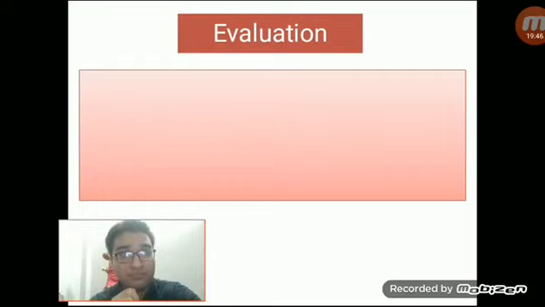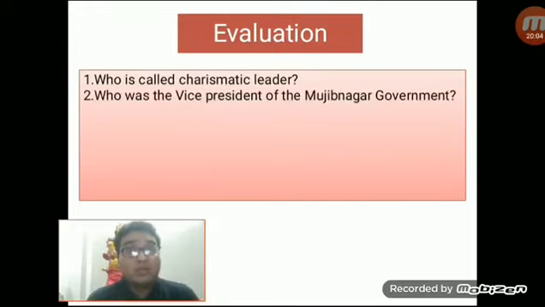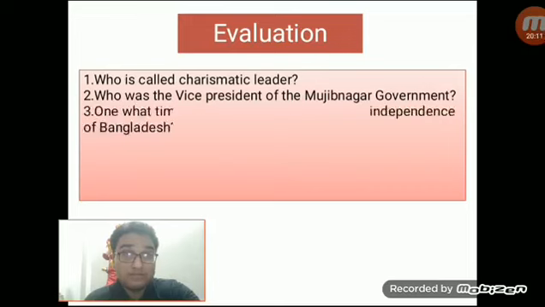First of all, who is called the charismatic leader? The father of the nation of Bangladesh, Bangabandhu Sheikh Mujibur Rahman, is called the charismatic leader, and we have already discussed the charismatic leaders and the characteristics of the charismatic leader. Then, who was the vice president of the Mujibnagar government? Syed Nazrul Islam was the vice president of the Mujibnagar government.